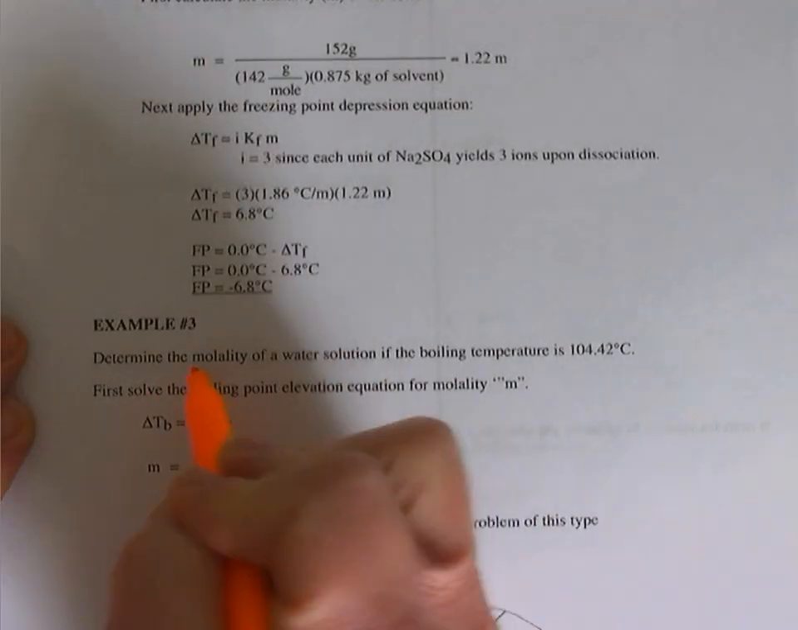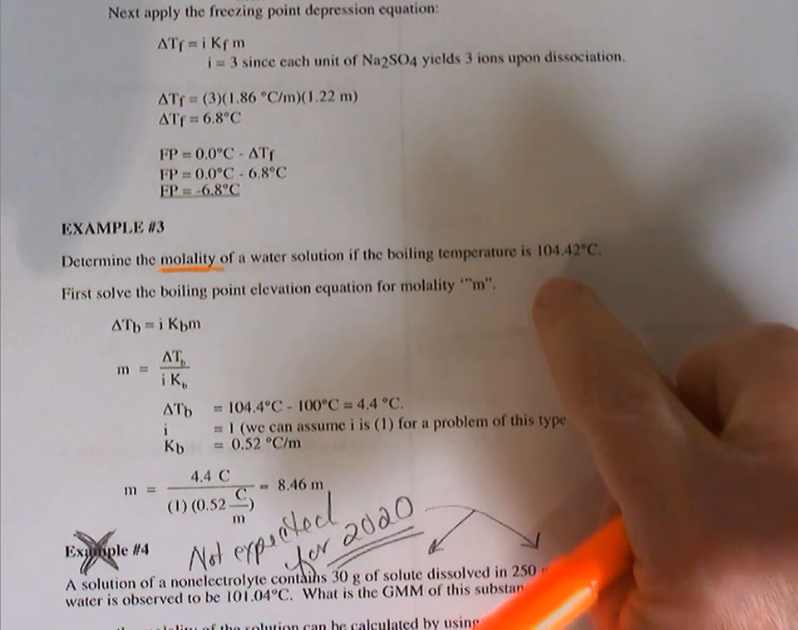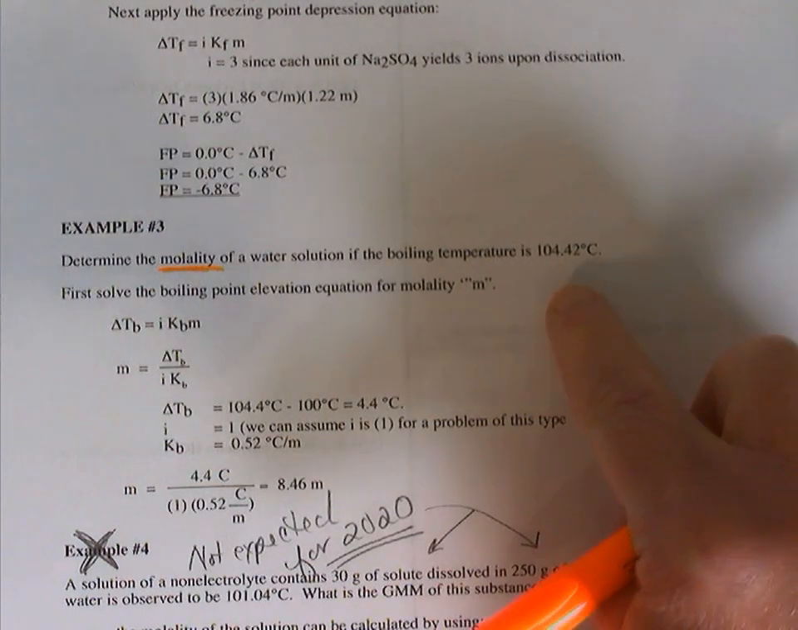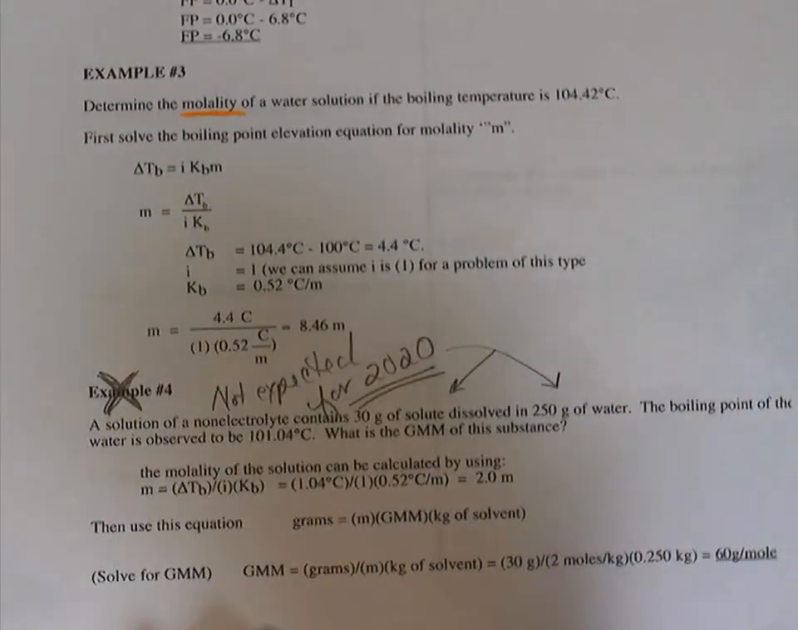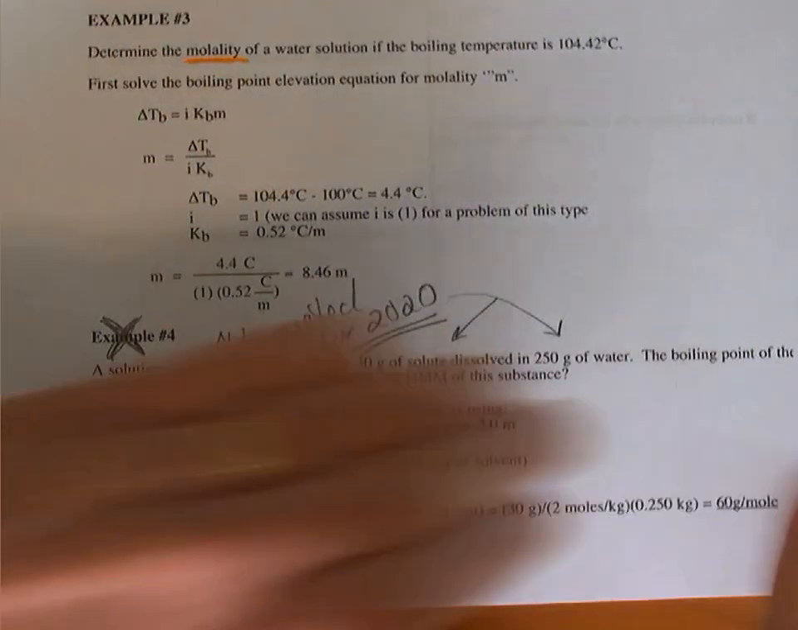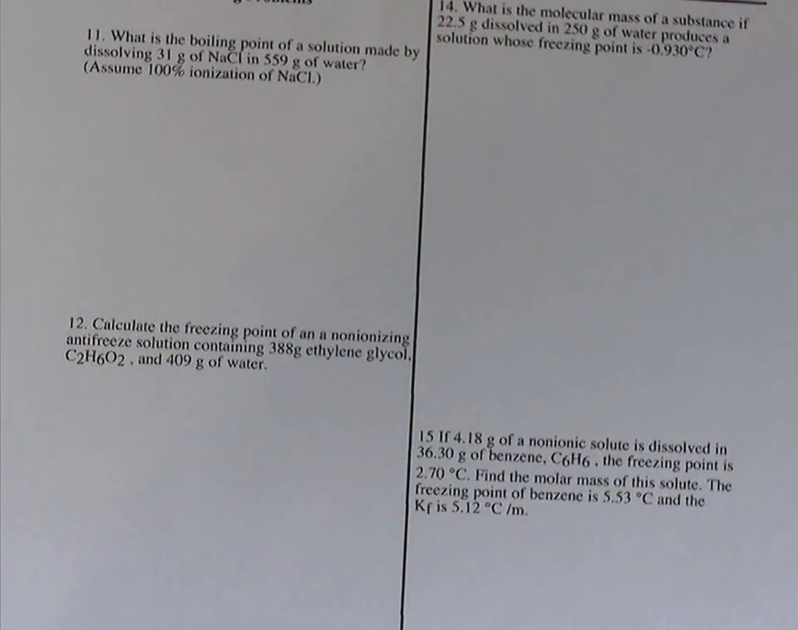You also could be asked to find the molality if you know what the new boiling temperature is or what the change is. And here's an example. For this year, we will not be asked for molar mass, but that is something else that we could be asked for, though not for us in the spring of 2020. All right, so there are some example questions. I would like to walk us through these two examples.